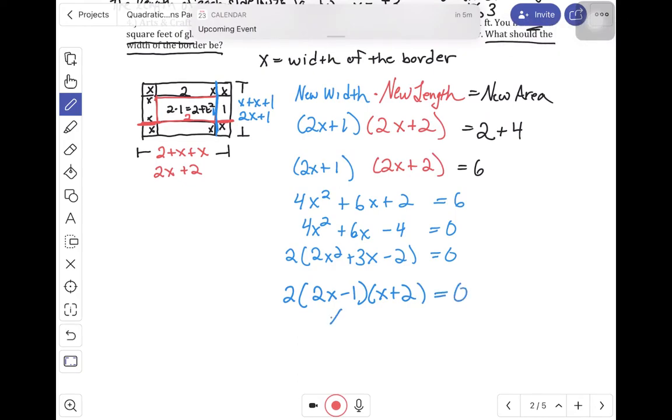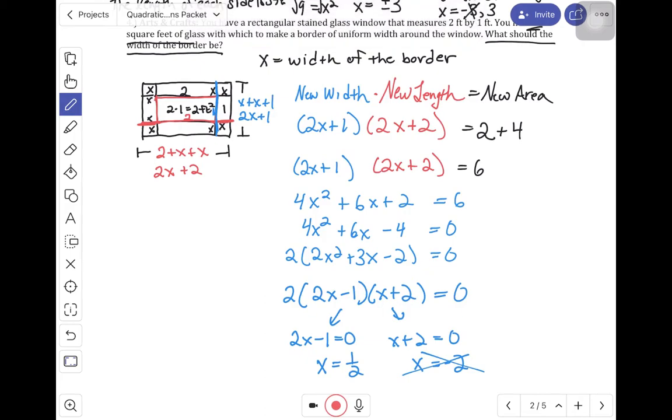I then have to ZPP, so I get 2x minus 1 equals 0, and then x plus 2 equals 0. If I add 1 to both sides and divide by 2, I get x equals a half. Subtract 2 from both sides, you get x equals negative 2. We would never add on a border that has a negative length, so our answer for x in this case is 1/2 of a foot, or 6 inches. So you would go ahead and jot that sentence down.